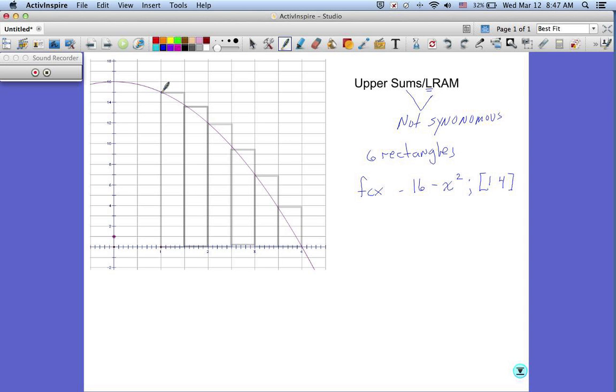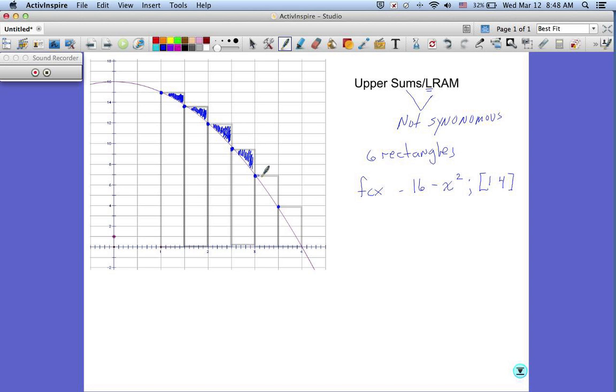curve underneath. So this is what I mean by left rectangles. The left side of the rectangle is what's touching the curve. Okay, so the left side of the rectangle is touching the curve. That gives you your LRAM. The fact that I have all this excess area above the curve is what makes this an upper sum. Okay, so when we approximate the area under this curve using these 6 rectangles, our answer is going to be too large for the actual area.